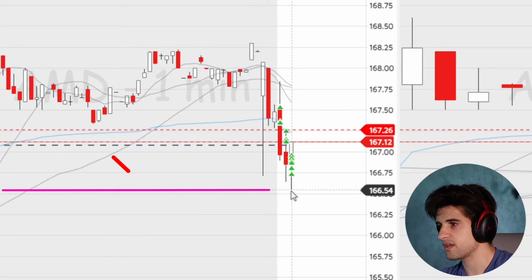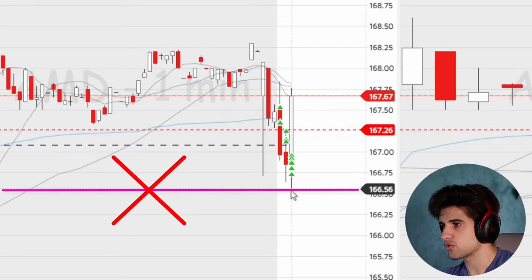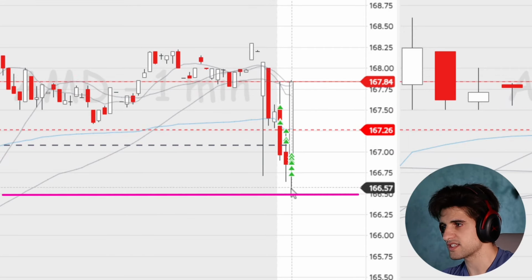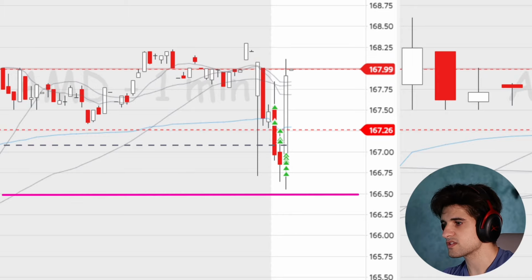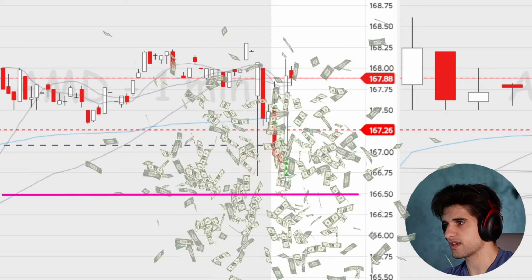Where would our stop loss be? You don't put it at the low. You could put it slightly below just in case it happens again. Now, once the stock starts going in your favor, you need to start locking in some profits.